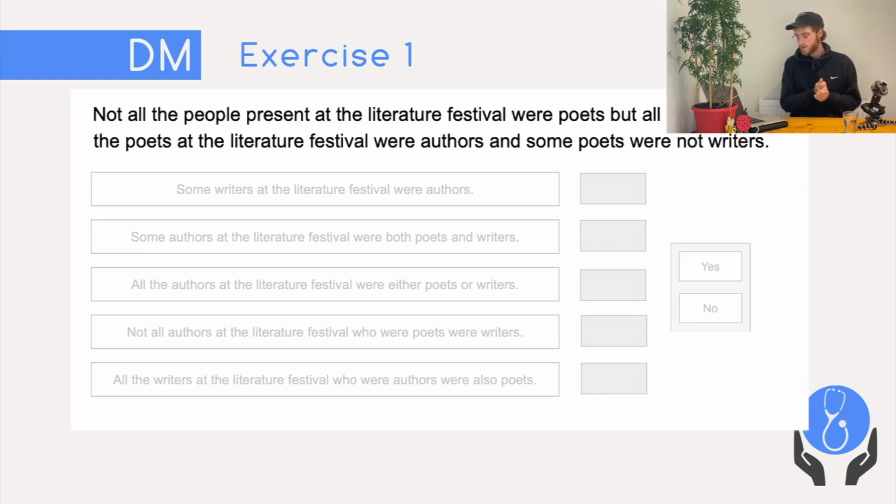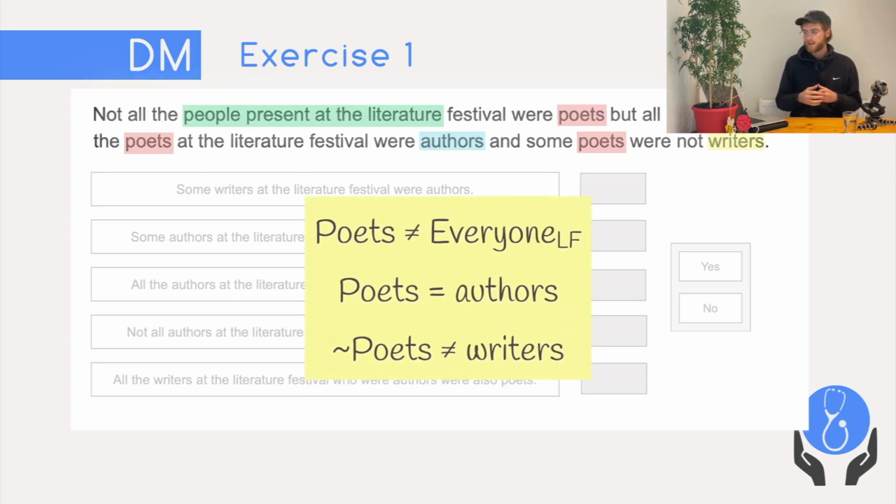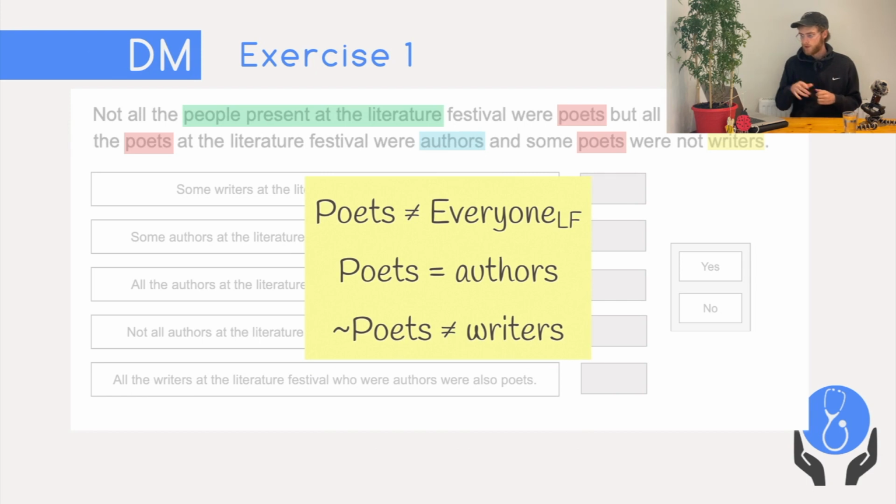Now for this question, what I want you guys to do is pause the video and see if you can distill these two lines of text into a little word formula. And I'll highlight the groups there that we're working with. So I hope you gave yourselves a chance there to see if you could pull out the relevant information. I'll show you what I came up with here. So that distillation of the first line there, just saying that poets do not equal everybody that's at the literature festival. Second line is that poets are all authors.